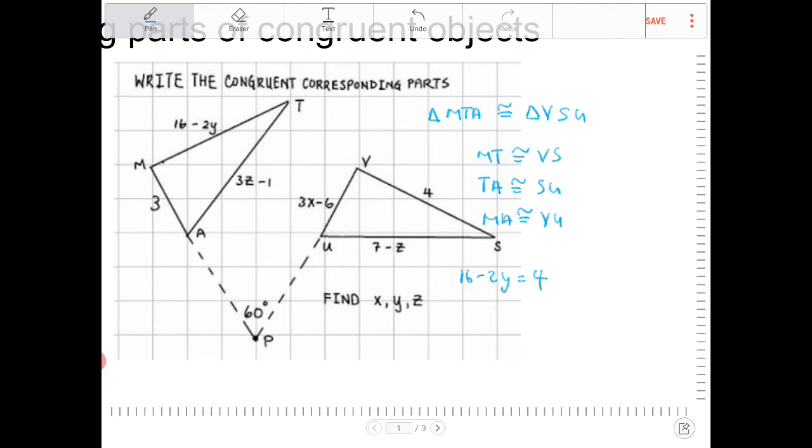So again, MT is 16 minus 2y, and VS is equal to 4. Now I can solve for y. Subtract both sides by 16. I end up with negative 2y is equal to negative 12. Divide by negative 2. I get y is equal to 6.